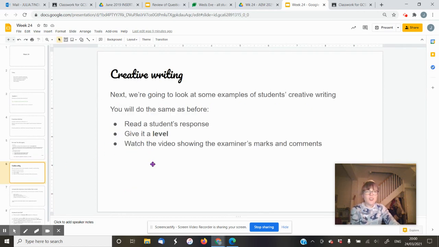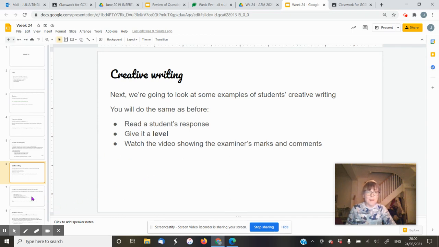Okay, we're going to move on to question 5 now. So we're going to do the same sort of thing with question 5. So you're going to read a student's response. This time you're going to give it a level. You're not going to give it a mark because it's just all too complicated and confusing. And the same thing, so give it a level and then watch the video showing the examiner's marks.